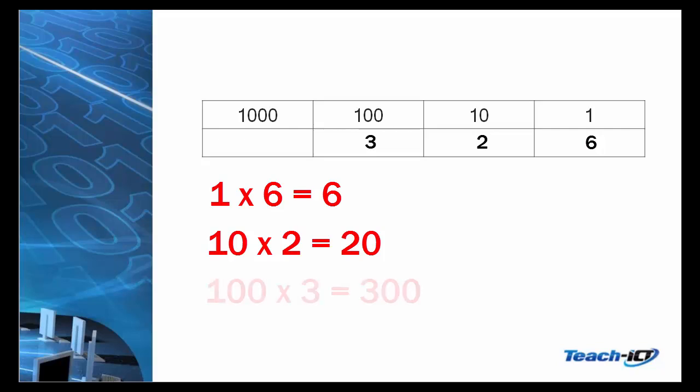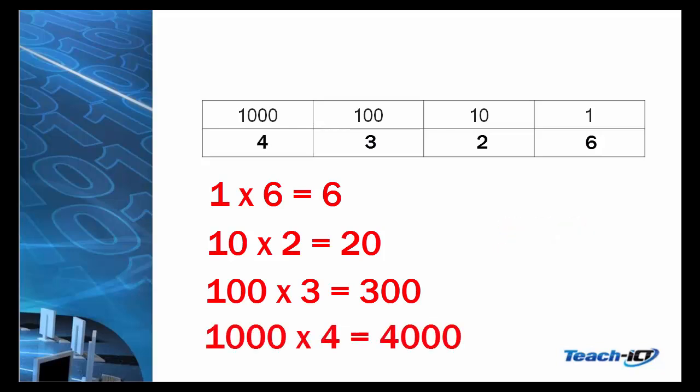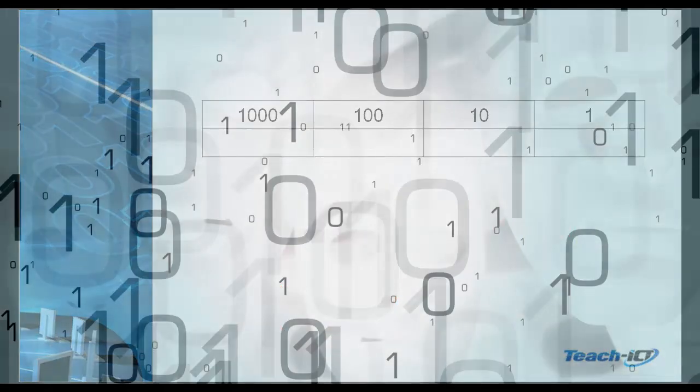If we then put a 3 in the hundreds column, it means we have 3 times 100, 2 times 10 and 6 times 1, which gives us 326. And finally, if we put a 4 in the thousands column, we have 4 times 1,000, 3 times 100, 2 times 10 and 6 times 1, which gives us 4,326. Because you're so used to counting in denary, you could intuitively understand this without having to actually do any maths. You could just look at the numbers in the table and see what that represented.